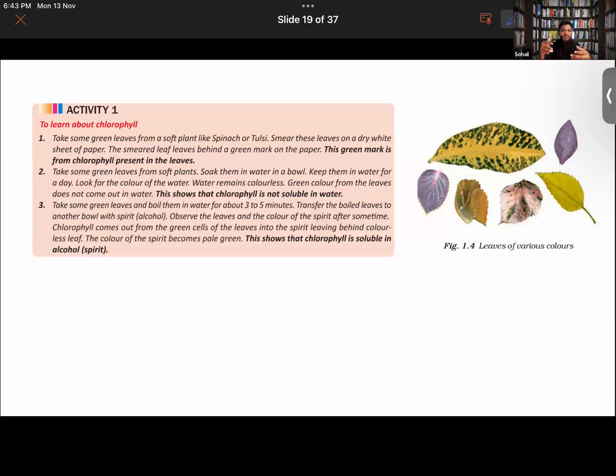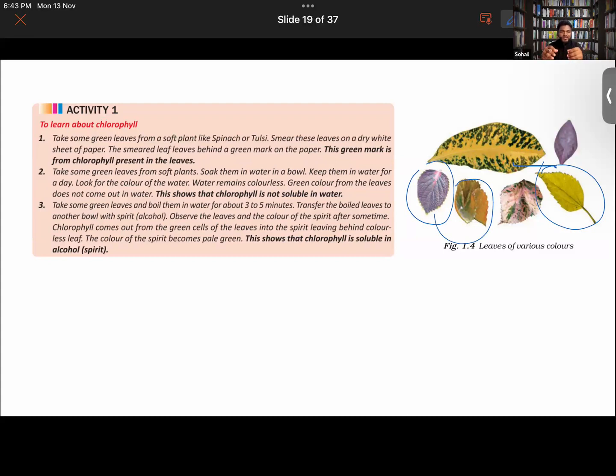What it does, it masks the green color of chlorophyll because they are present in abundance here, as you can see over here. The violet color, the yellowish color, the brownish color, they are basically masking the green color of chlorophyll in the leaves.